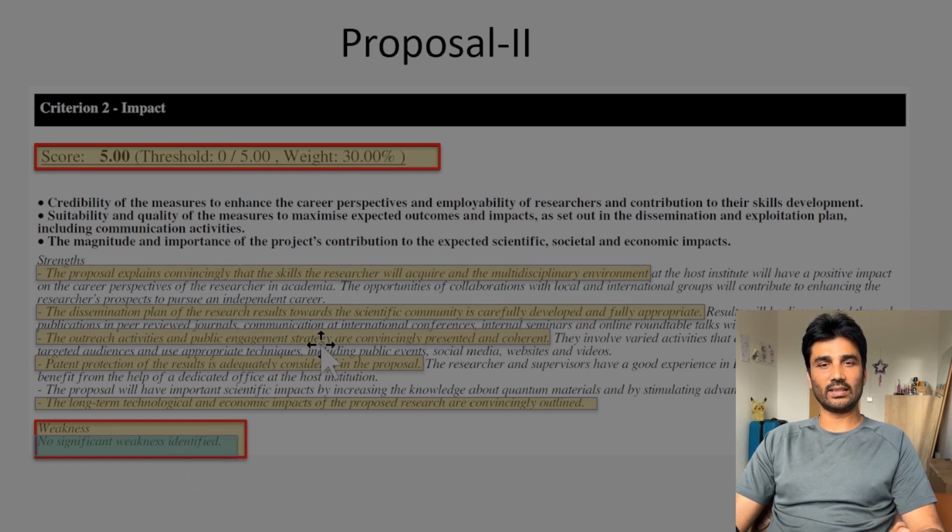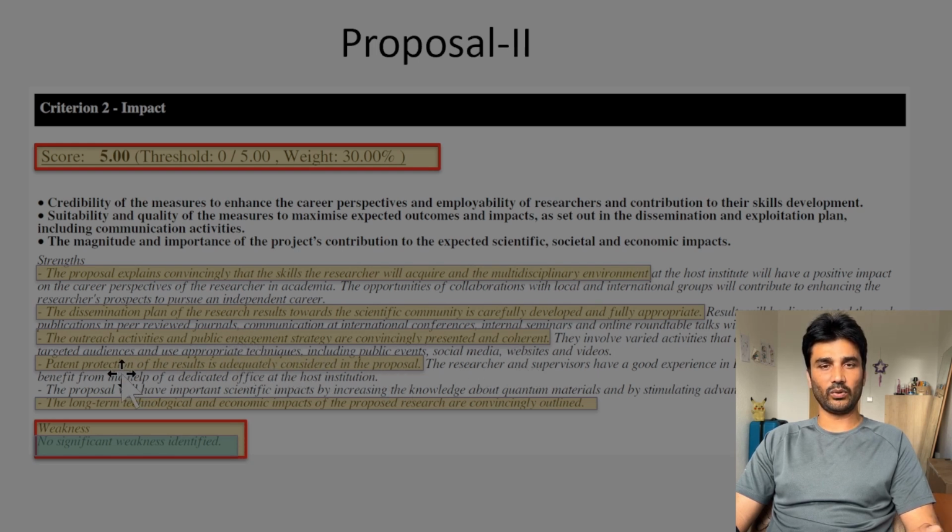So here I will talk about the strengths. For example, the proposal explained convincingly the skills the researcher will acquire and the multidisciplinary environment of the host institute. So they liked these things, and how I clearly explained it. And then the second is that the dissemination plan of research results towards the scientific community is carefully developed and fully appropriate. And then they talk about outreach activities: the communication plan, outreach activities and public engagement strategy are convincingly presented and coherent.